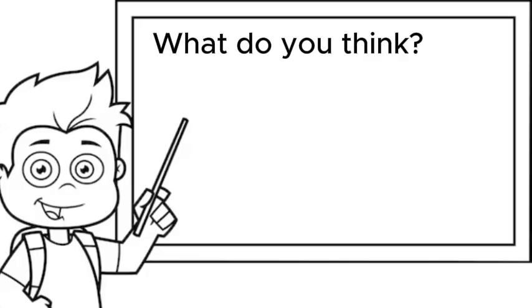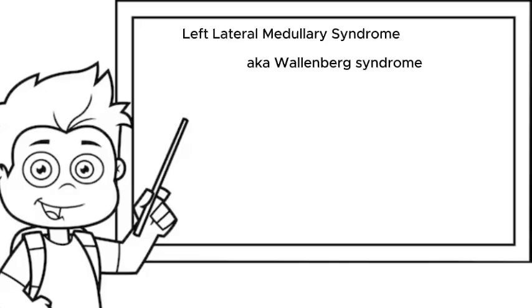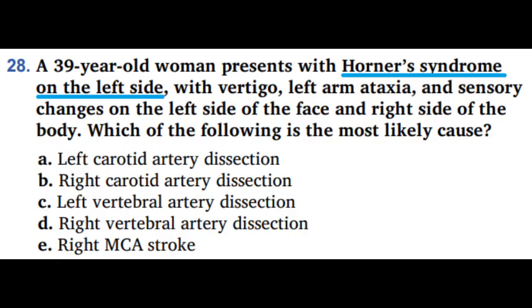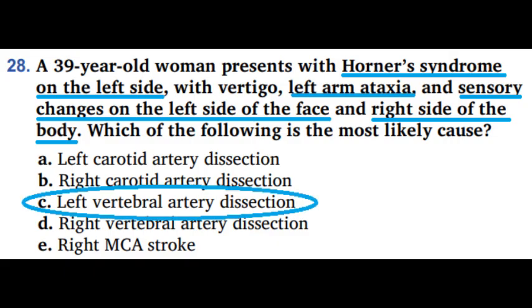What do we think? These symptoms are classic for a left lateral medullary syndrome, aka Wallenberg syndrome. Now, we've actually discussed this in one of our cases, and I'll put the link in the description below. Horner syndrome on the left with ipsilateral facial sensory loss and ataxia plus contralateral body sensory changes. This points directly to a left vertebral artery dissection affecting lateral medullary structures.